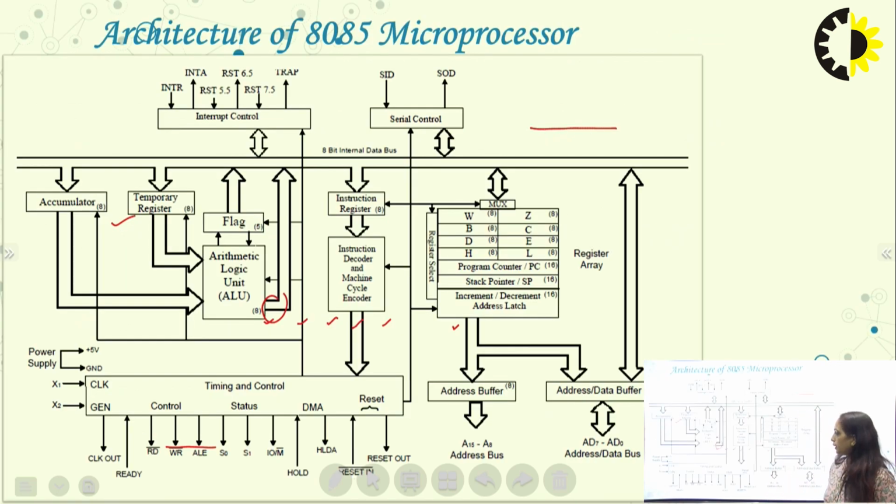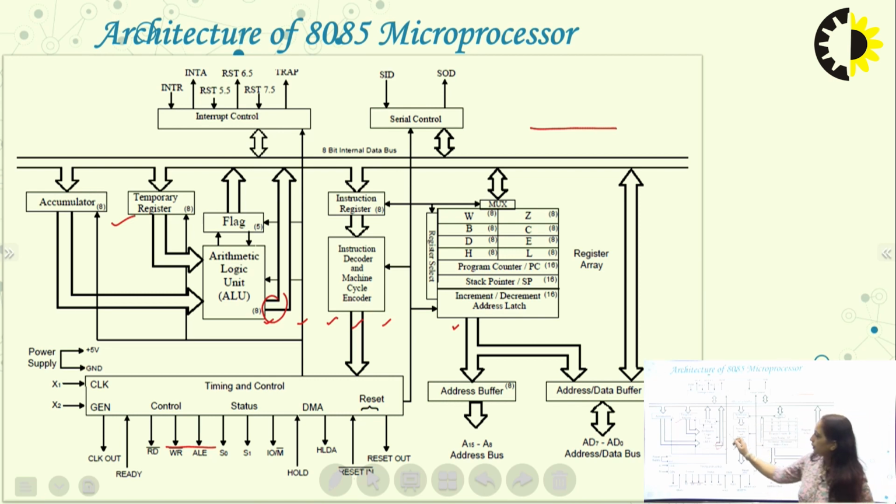So this is the architecture of the 8085 microprocessor. We can see here that this complete unit is known as the register set, the general purpose register set. It contains the BC register, DE register and HL register, the stack pointer and program counter, which are 16-bit, the increment and decrement latch register, instruction register, instruction decoder and machine cycle.